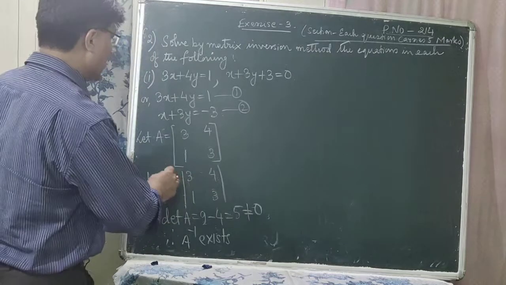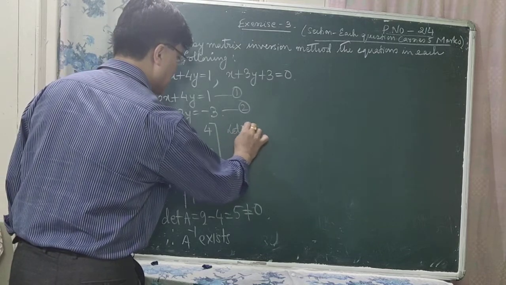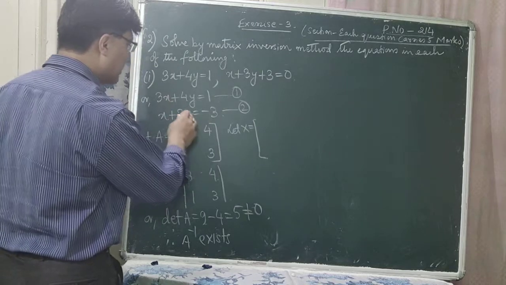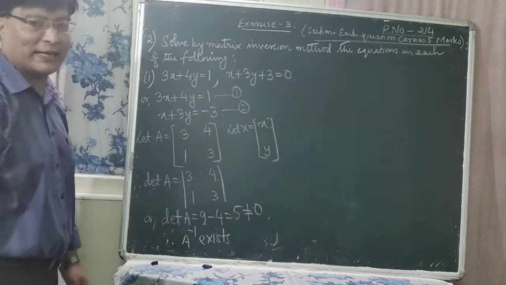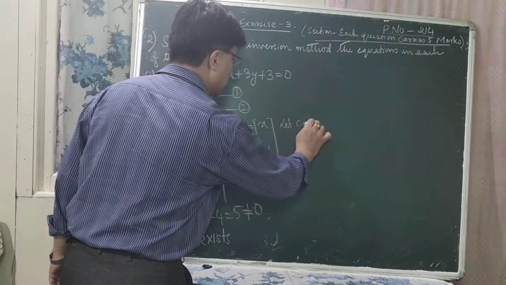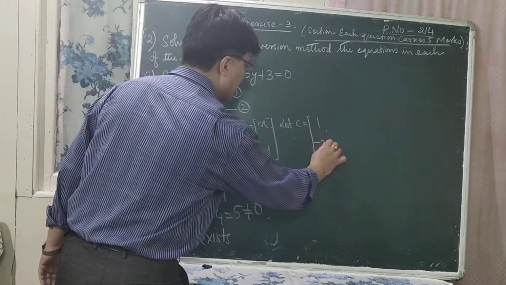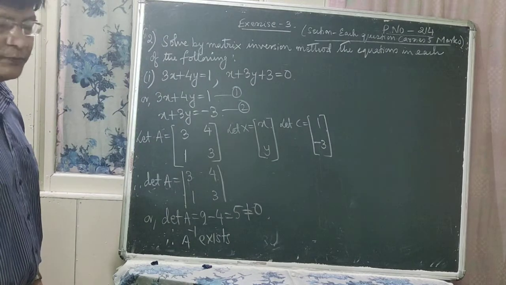Okay? So now again let, what is capital X here? It is small x and small y. This is the unknown matrix. And let, what is capital C? It is the constant matrix, which is 1 and minus 3. Is that clear to all of you?